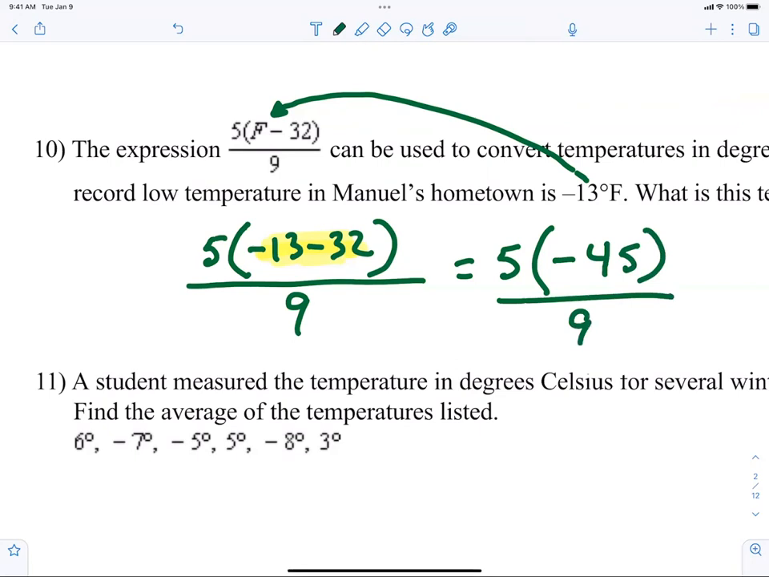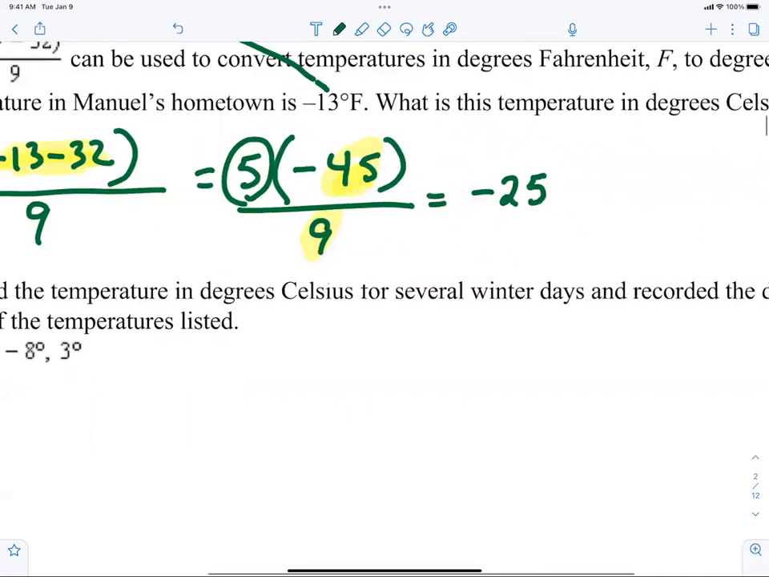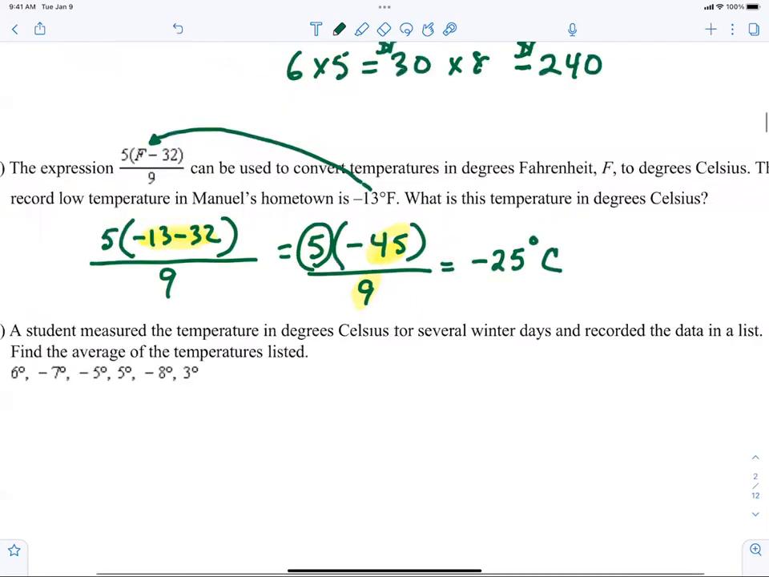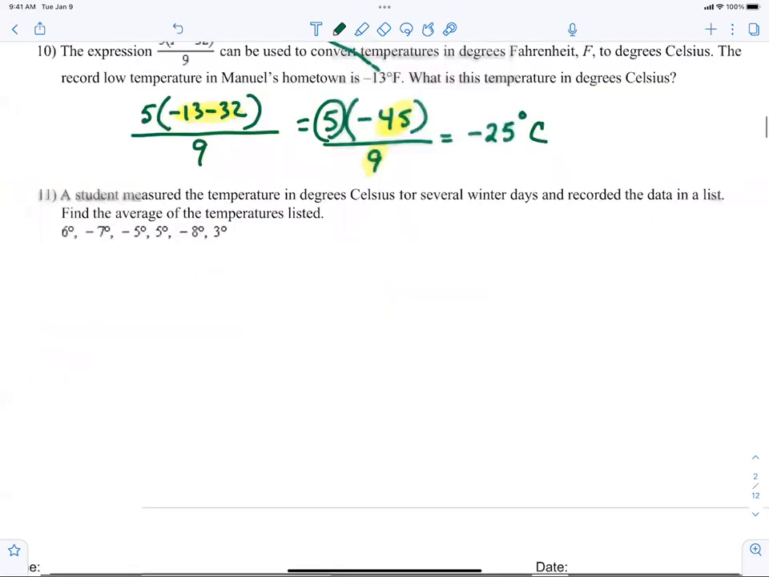Now, which one do I want to do first, the multiplying or the dividing? Of course. What's that? Positive or negative? Yes. So we'd say negative 25 degrees Celsius. All right, that was a good one. Negative 25 degrees Celsius. All right, next, let's go.